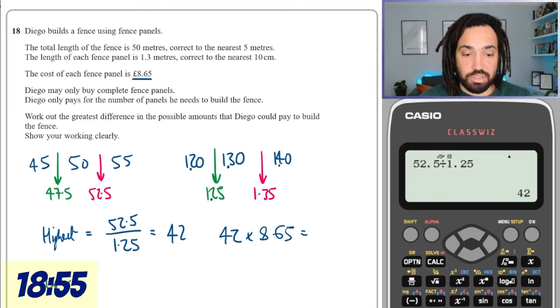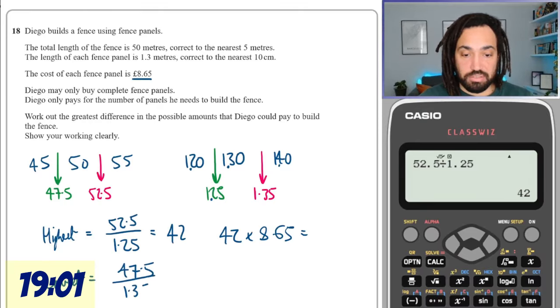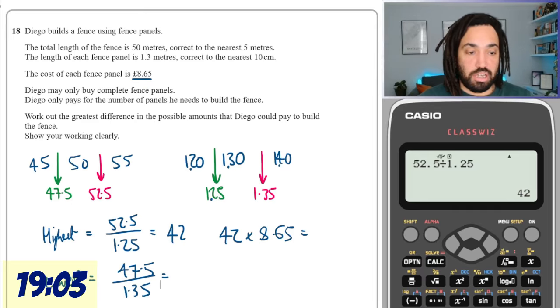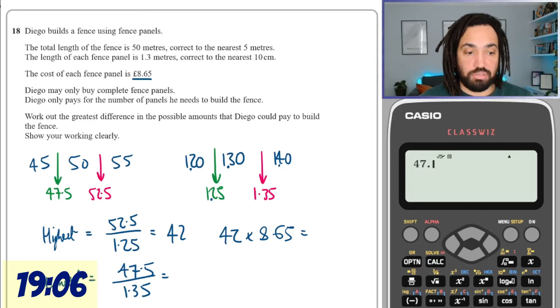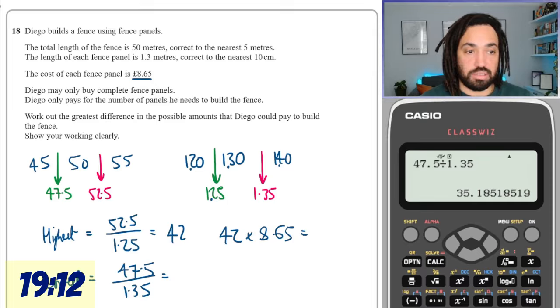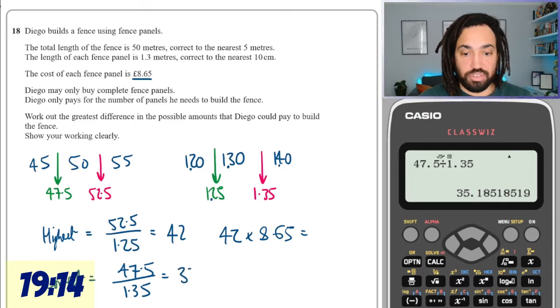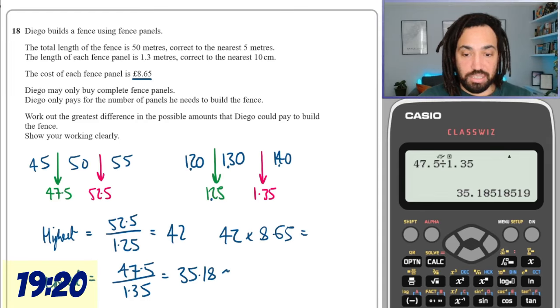Okay, so the lowest price, the cheapest he could do it, is if he had a small fence and the panels were massive. So that would be 47.5 divided by 1.35. Okay, which gives him 35.18. But in that case, he would have to buy 36, I guess.